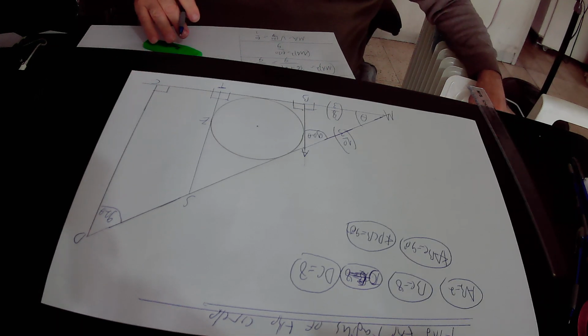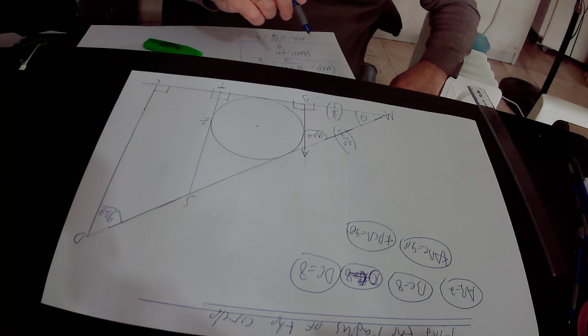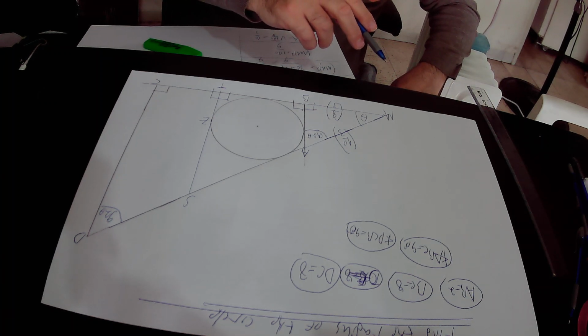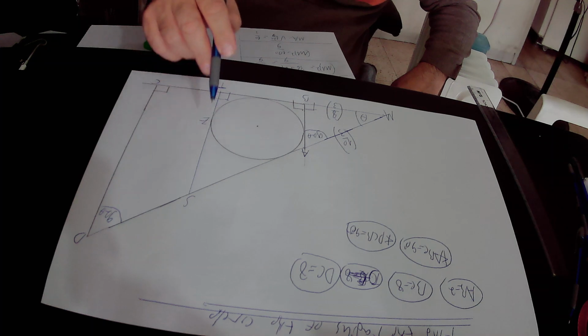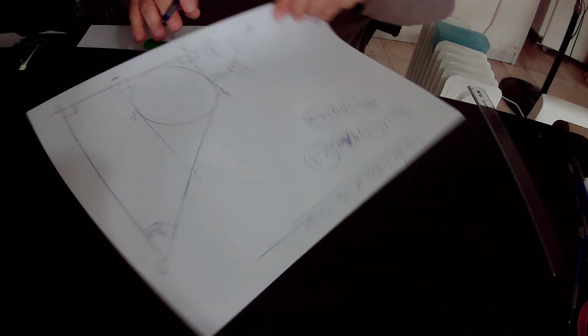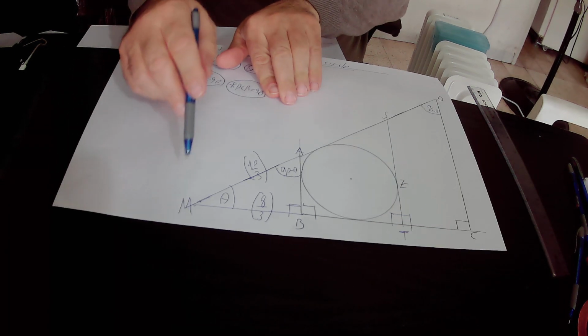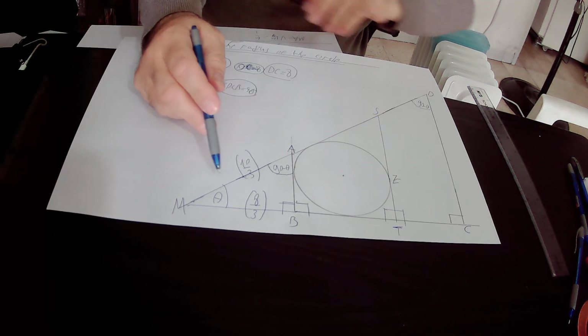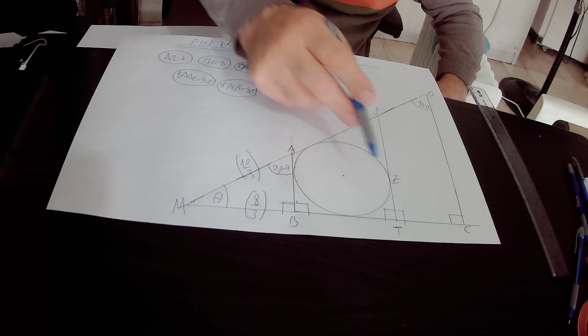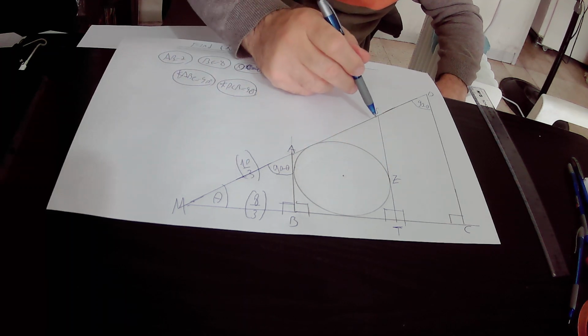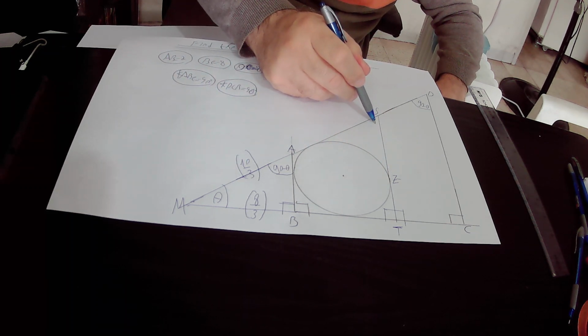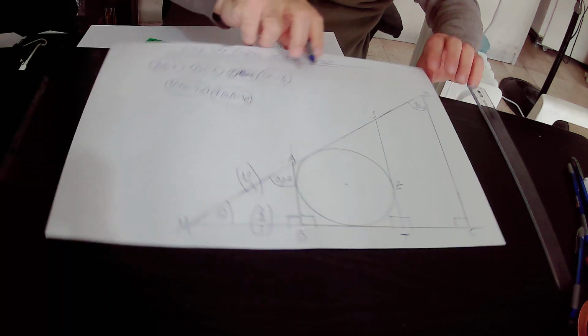We will focus on the right triangle MST. In this right triangle MST, this angle equals 90 degrees, this angle equals theta, therefore the missing angle here must be equal to 90 degrees minus theta. Okay.